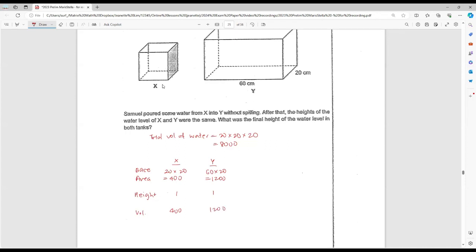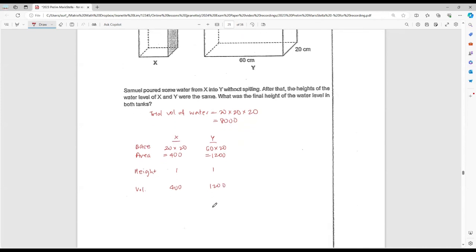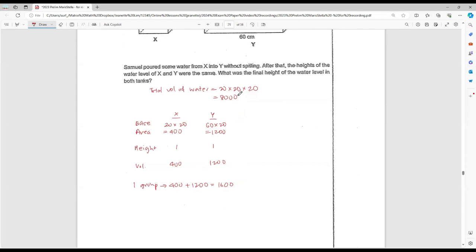Okay, so this is a grouping concept. This whole thing will be one group. Now, the total volume of water is 8,000. So one group is 400 plus 1,200, which is 1,600. Now we find how many groups are there such that it gives us a total of 8,000. So number of groups: 8,000 divide by 1,600.